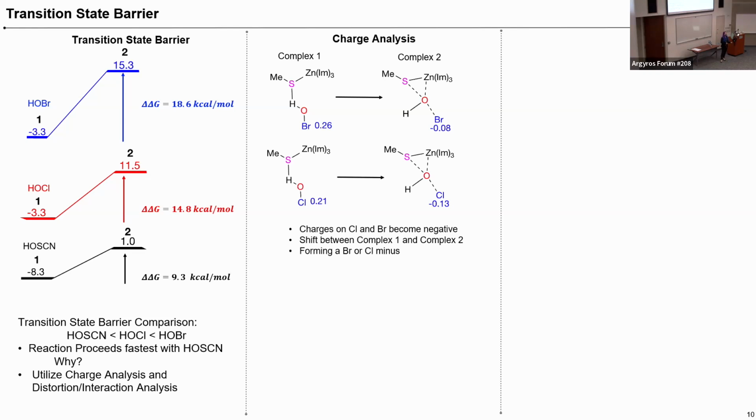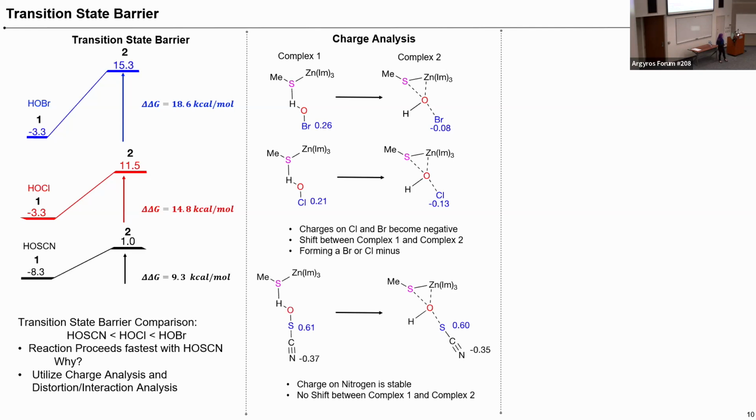For the HOBr and HOCl cases, we saw that the halogens, so bromine and chlorine, started with a slightly positive charge, but moving to complex 2, they both shifted to a slightly negative charge. However, with the HOSCN case, we found that both the sulfur and the nitrogen appeared to have little change from complex 1 to complex 2. This could be indicative of us finding an early transition state, meaning that the transition state geometrically and charge-wise is more similar to complex 1 than it is to complex 3.